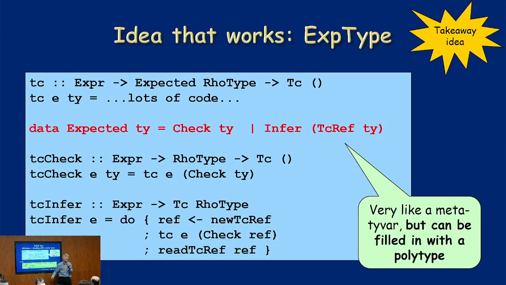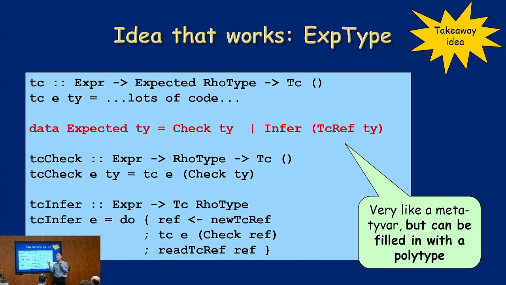So, problem, easy solution. And here is a takeaway idea. I'm sure everybody implements this, but GHC certainly does and has done for 20 years. It's a very good idea and it's a simple one. Just make your main type checker take not a type, but one of these expected things. An expected thing is either I'm checking that you are that thing, or else I'm inferring, and now I'm going to have something that's very like a unification variable, just a reference cell that I'm going to fill in. The idea is that TC, when given an infer, is going to fill in that reference with the inferred type.